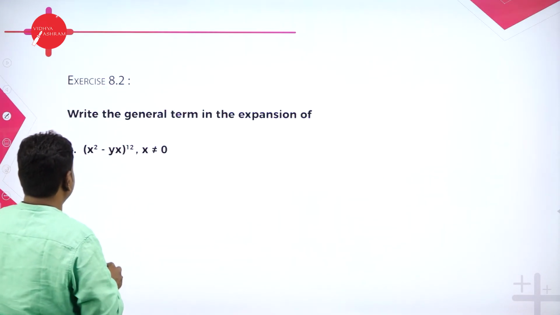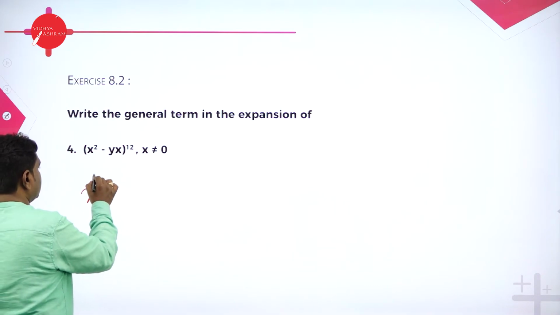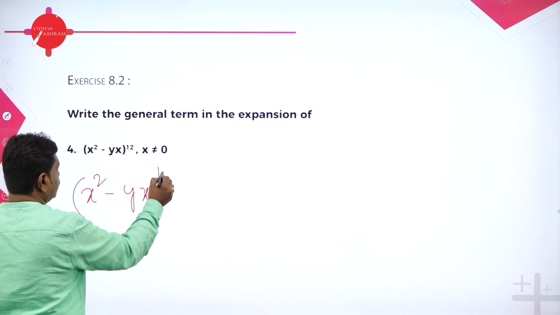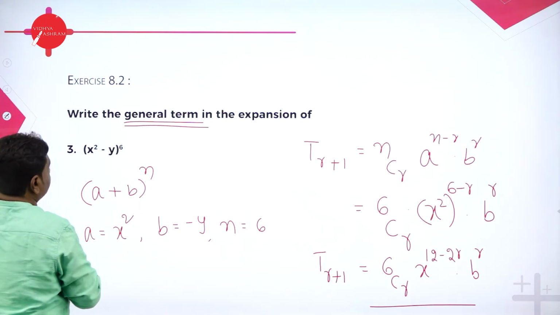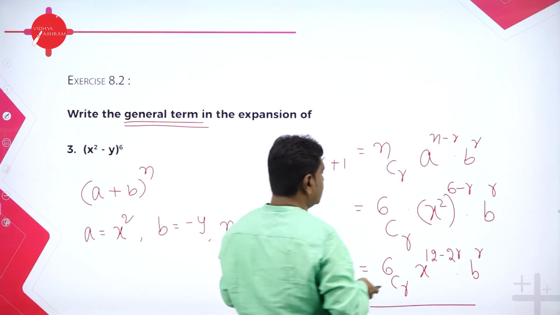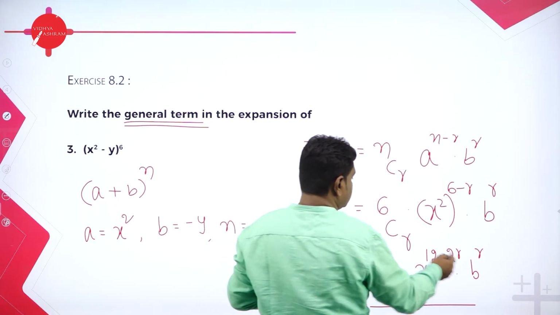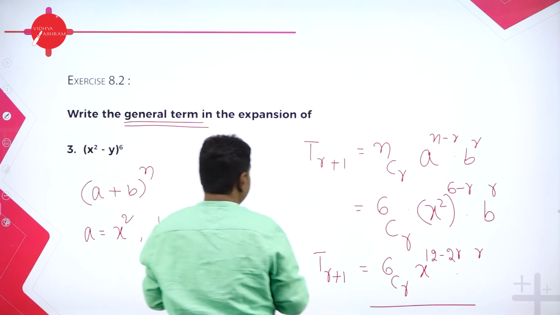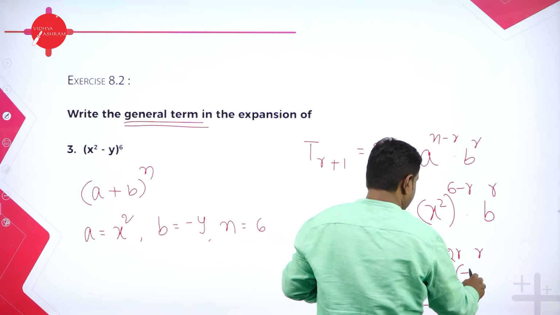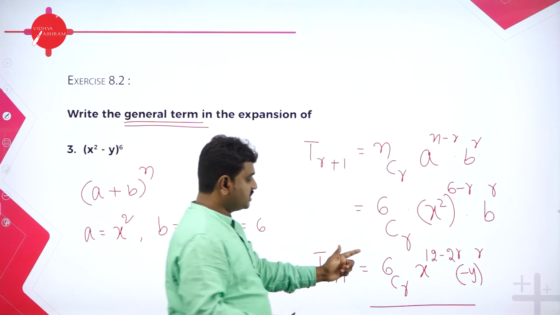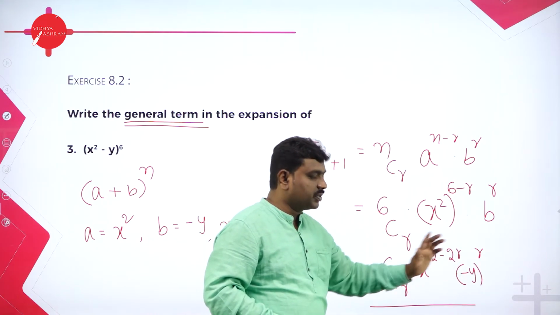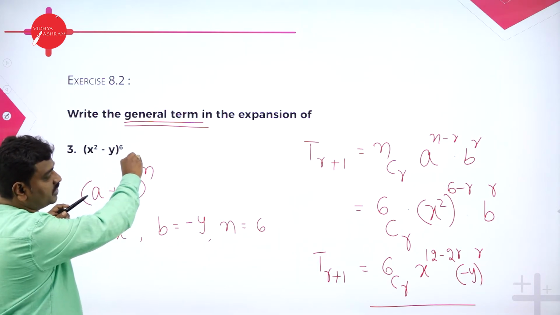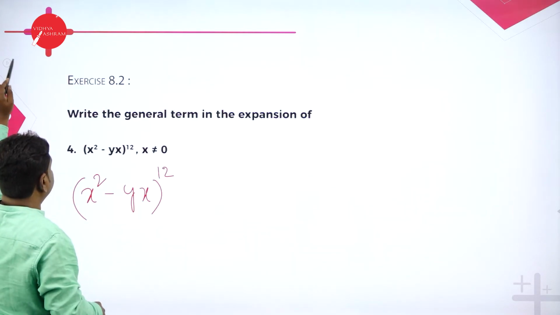Write the general term. So now (x square minus y) into x power 12. Here in this problem, b is what? Minus y, b is minus y. In the place of b, substitute the value of b. So minus y power r. So 6Cr x power 12 minus r into minus y power r is the general term. If they want the sixth term, fifth term or any particular term in the heading, you can find that particular term.